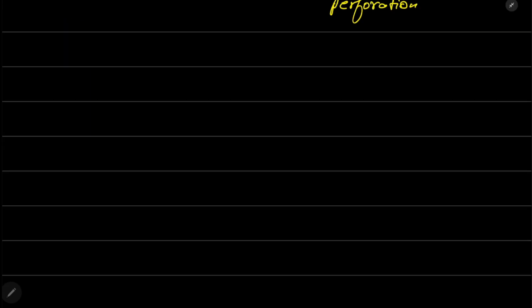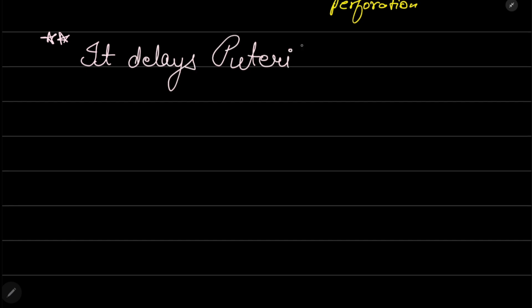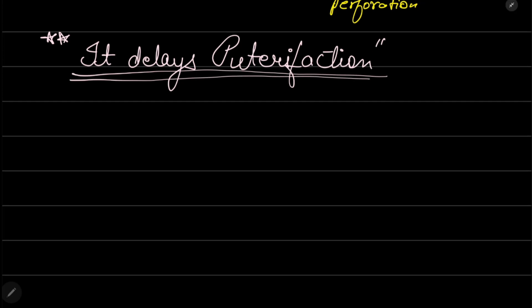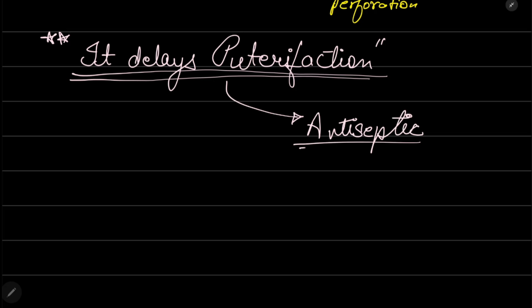For carbolic acid poisoning, I want you to learn a very important point: it delays putrefaction. I'm saying it is a very bold and important point. Why and how does it delay putrefaction? Because phenol is antiseptic. It has antiseptic properties, due to which there is less growth of bacteria and hence a delay of putrefaction.